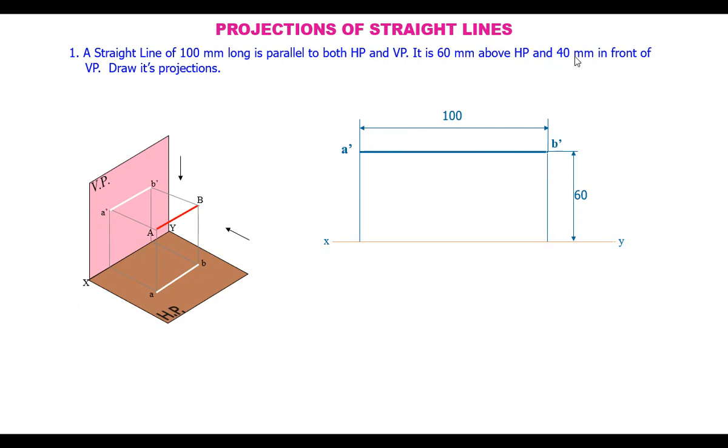Now, it is 40 mm in front of VP. Because it is parallel to VP also, in the top view the line projection is obtained parallel to the reference line at a distance of 40 mm. Mark this distance of 40 mm. In the top view we will also see the actual length, 100 mm, the same. We mark it as ab, small letters. These are the projections of the straight line when the line is parallel to both the planes.